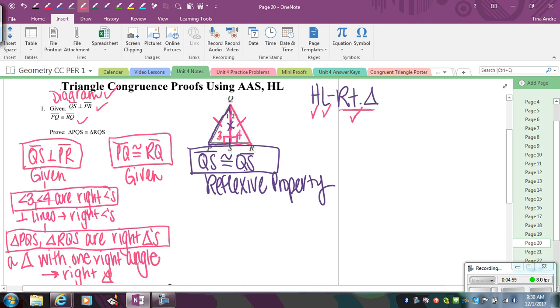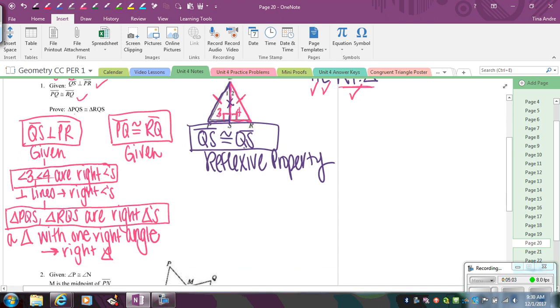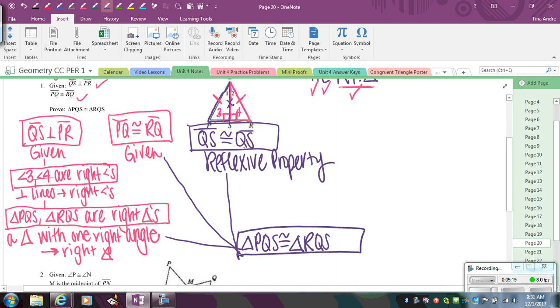So now I've seen that there's right triangles, so I've checked off, I've done all of these things. So now I can bring all of these statements together here. So this, and this all come together. And now I can say that the two triangles are congruent by HL, and I'm going to just call it HL dash right triangle because I want to really highlight the fact that you always have to have that right triangle. That's your third piece of information. So that's a proof using HL.